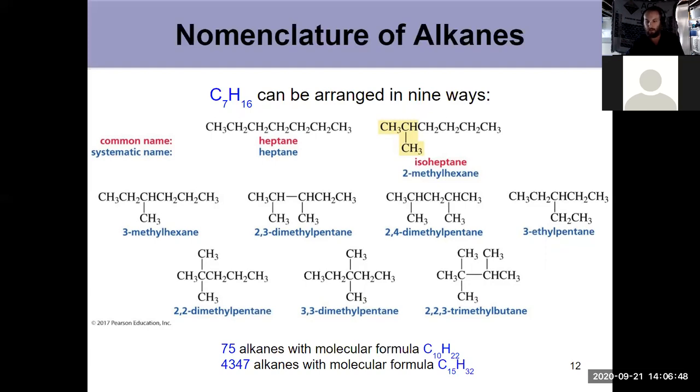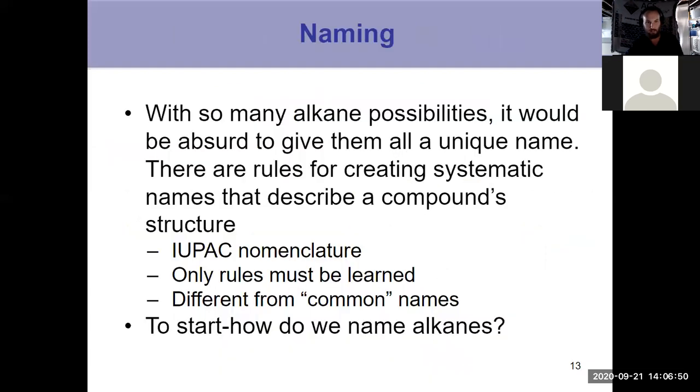That's why we have a system of nomenclature in chemistry. It's a set of rules for creating systematic names that describe a compound's structure. What we're going to use is IUPAC nomenclature, the International Union of Pure and Applied Chemistry. It's the same set of rules we use in Gen Chem, and that's all you have to learn. You don't have to memorize any names except for those first 10 that I gave you on the previous slide. That's a basis to start. After that, if you learn the rules, you'll know how to name anything.